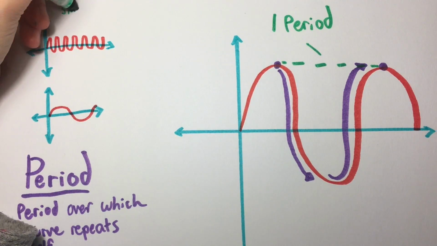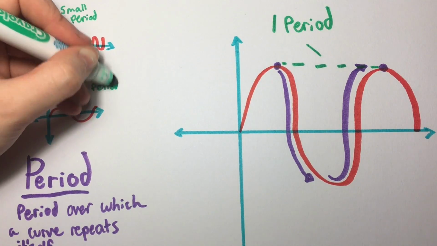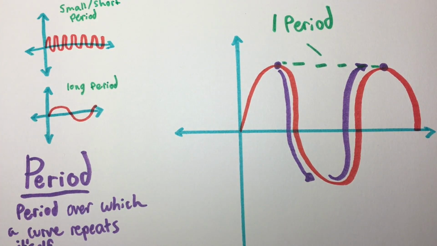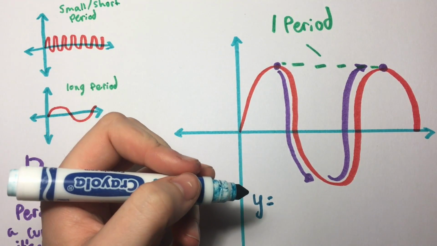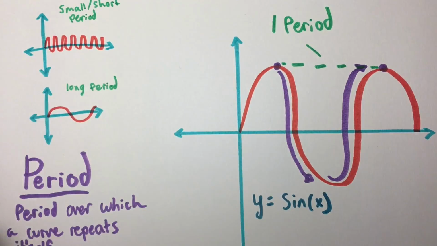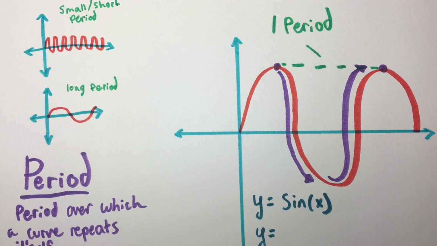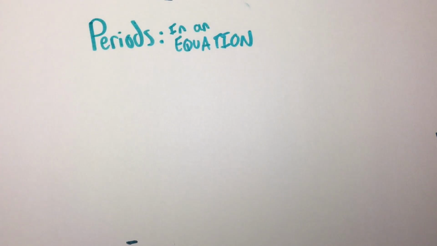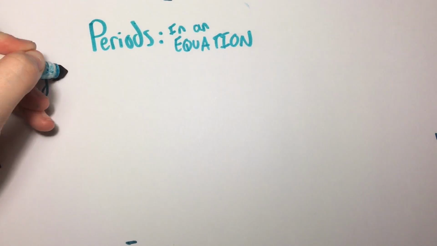As you can see here, we're just looking at how different lengths of periods have effects on the appearance of graphs. With a small period, the graph is much more condensed, and a long one is more spread out. Now we're going to look at how you fit periods into equations. Now that we know what a period is, we're going to look at how you put them in an equation and how you use them to manipulate a graph.